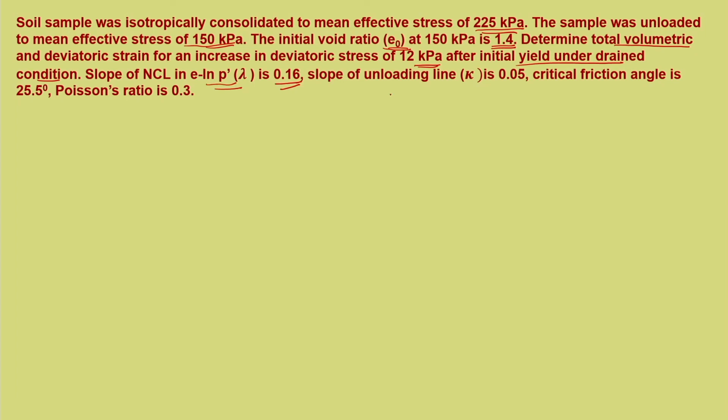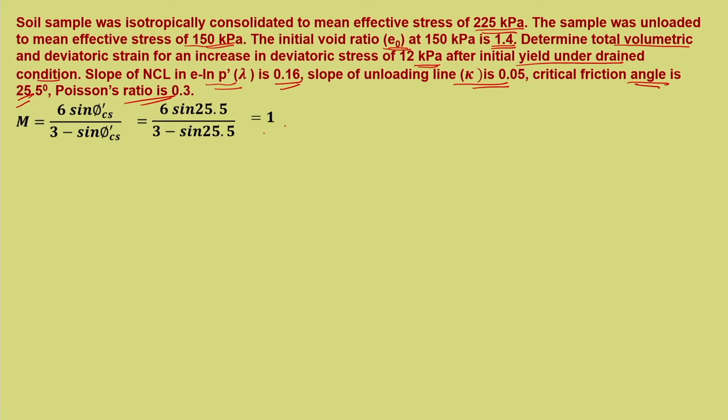The slope of the NCL in e versus ln P dash, lambda, is given as 0.16, the slope of the unloading line is 0.05, the critical friction angle is 25.5 degrees, and Poisson's ratio is 0.3. So now we need to use the stiffness concept and the strain concept. M we can find out, there is no need for explanation. If you substitute sin 25.5, we will get it to be 1.